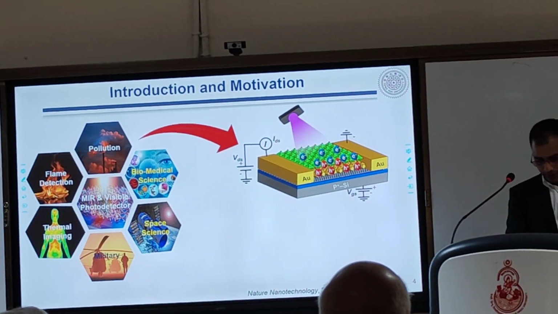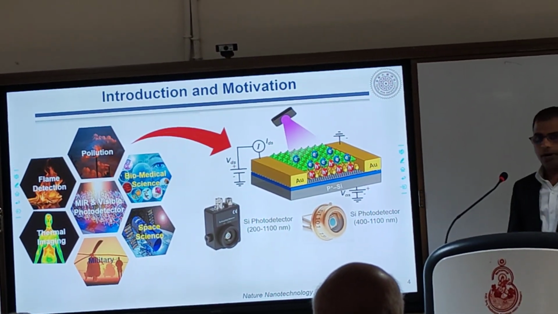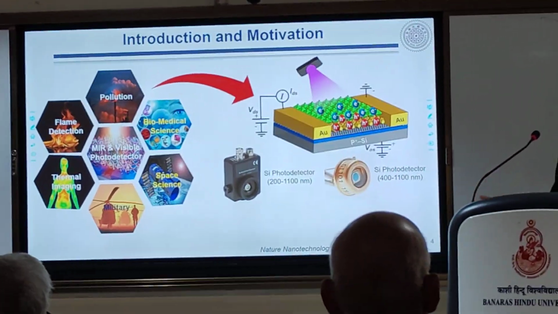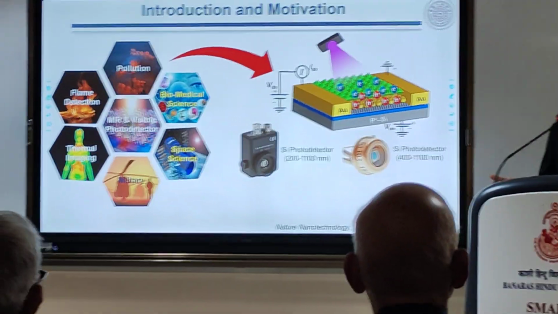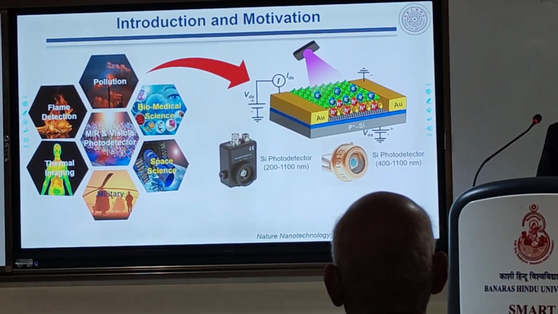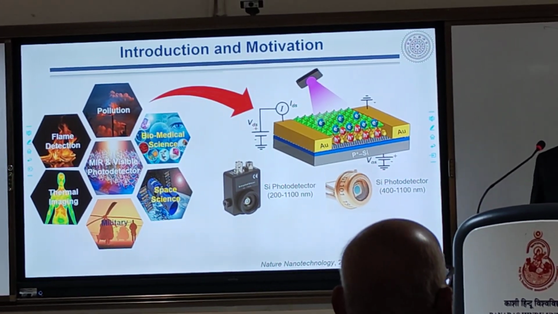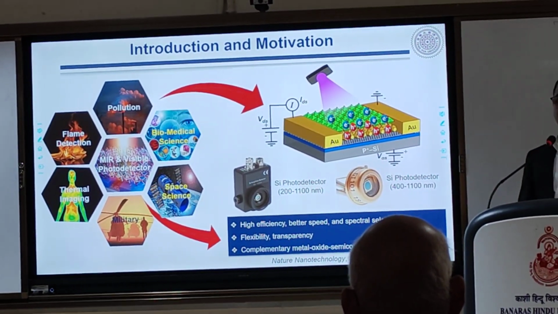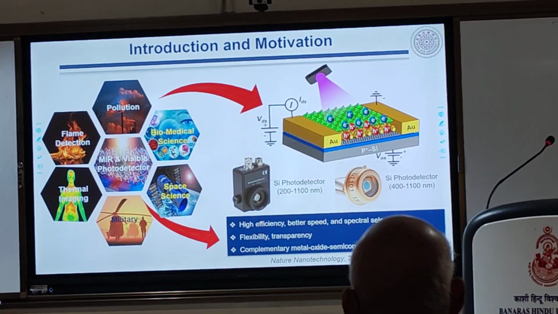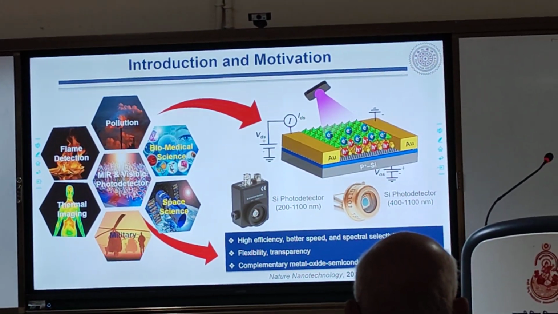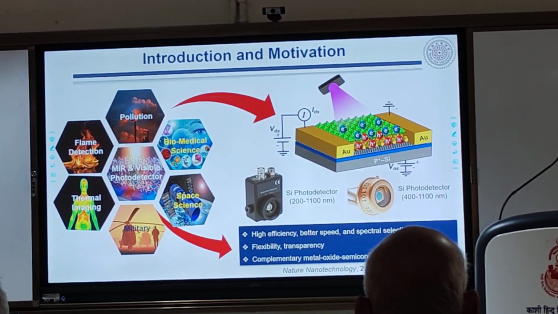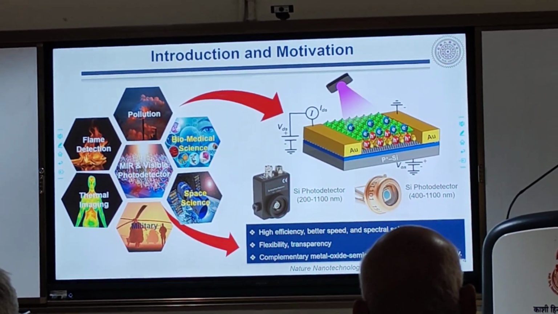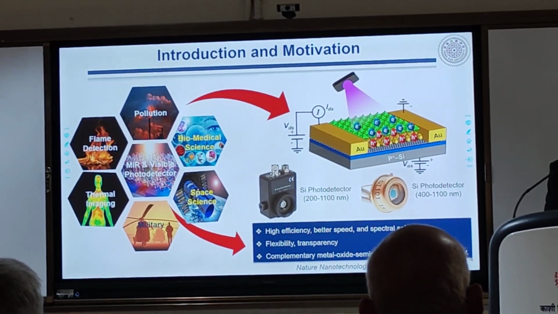However, there are already some photodetectors in the market, which are silicon based and also gallium nitride based, in different wavelengths. However, their fabrication is very complicated and they are not cost effective. Nowadays, a lot of people are looking for wearable photodetectors and sensors. So for better and cost effective photodetectors, people are looking for highly efficient, better speed and spectrally selective photodetectors. Also, they should have flexibility and transparency for wearable devices and also be CMOS compatible.